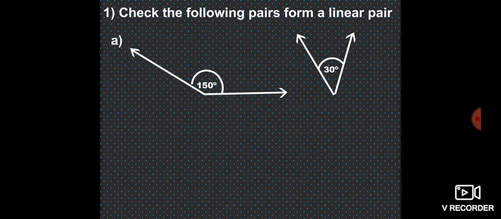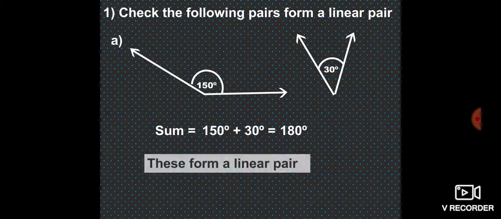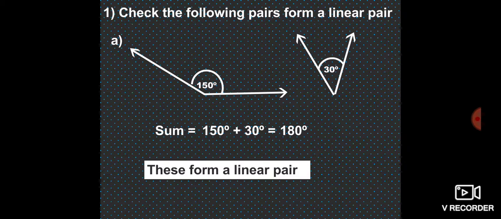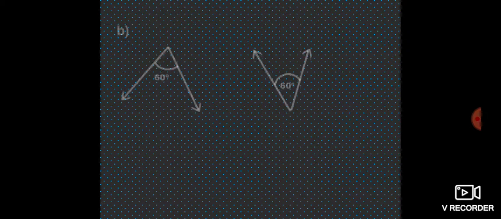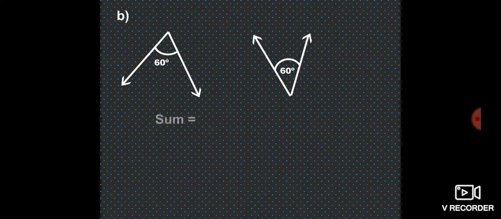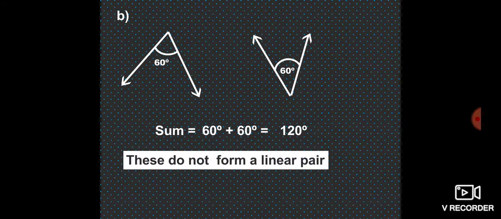Next, check whether the following pairs form a linear pair. Question: 150 degree, 30 degree. We add it. The sum is 180 degree. Therefore, it forms a linear pair, 180 degree. Next question, 60 and 60. When we find the sum, 60 plus 60 is 120 degree, not linear because it is only 120, not 180. Therefore, these do not form a linear pair.